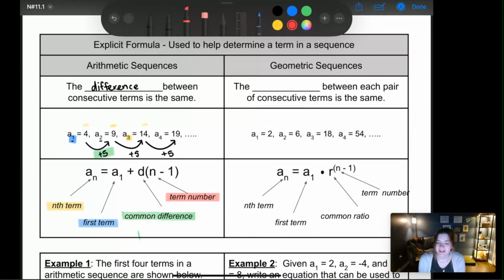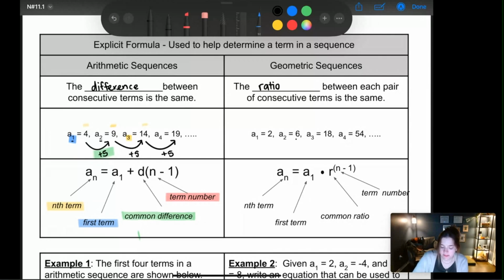We'll take a look at an example like that in just a second, but let's go take a look at geometric sequences. For geometric sequences, it's a little bit different. We're not worried about the difference between each pair. We're worried about the ratio between each pair. Same kind of thing, we have a list here. We start with 2, and then we go to 6, and then we go to 18, and then we go to 54.